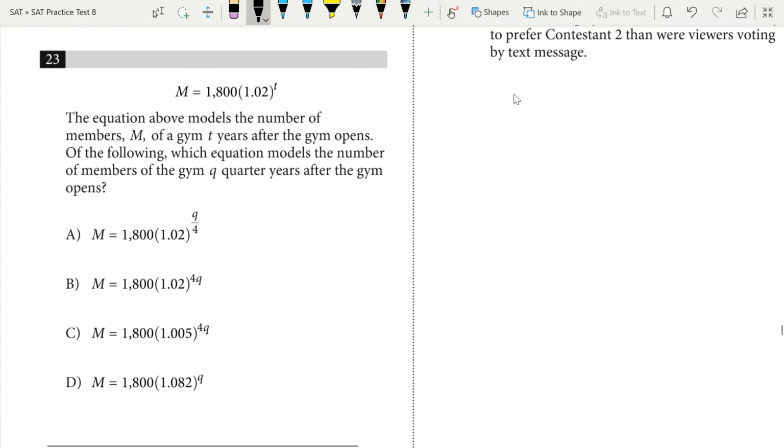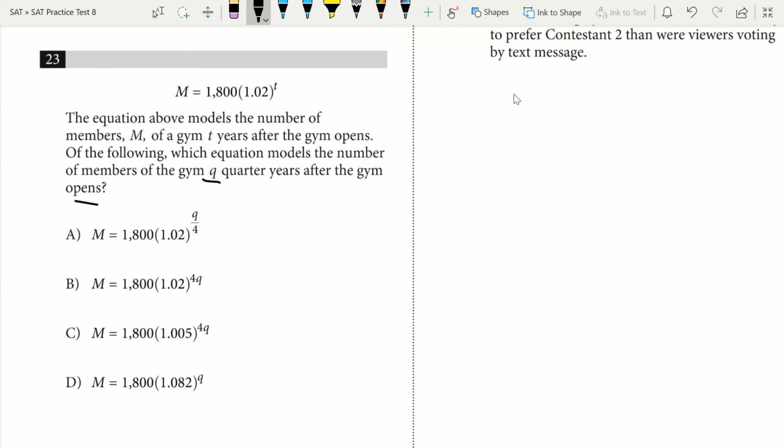23, M is equal to 1800 times 1.02 to the power of T. I'm asked of the following. Okay, the equation above models the number of members of a gym T years after the gym opens. Of the following, which models the number of members of the gym Q quarters after the gym opens?